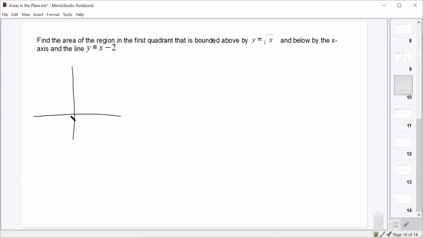We've got the area in the first quadrant bounded above by y equals root x. And on the bottom by the x-axis and the line y equals x minus 2. So if we're talking about this region in the first quadrant, we are only talking about this little piece of it. Does everybody agree with the graph I've drawn and recognize that that's the region? Are there any questions on that being the region?